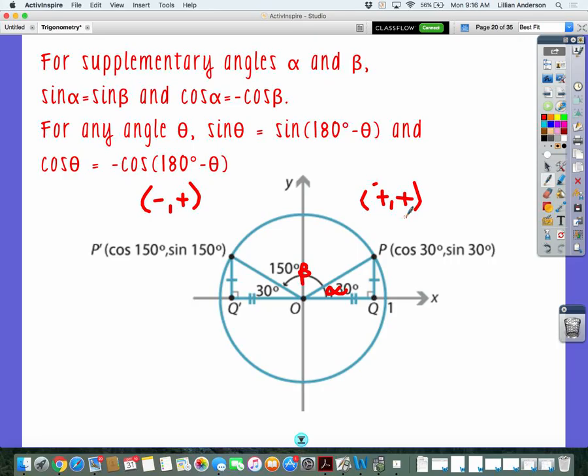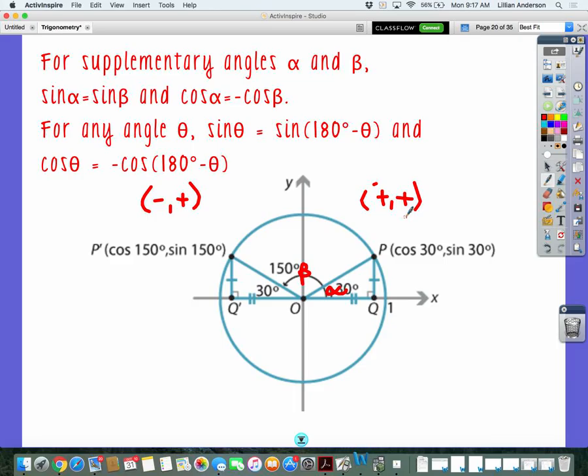In general, for any angle theta, sine theta equals sine of 180 minus theta. So whatever theta is, the sine values will equal each other. And then cosine theta equals negative cosine of 180 degrees minus theta. Now you can always figure this out algebraically. You don't really have to memorize these set formulas. They're not really in your reference booklet.